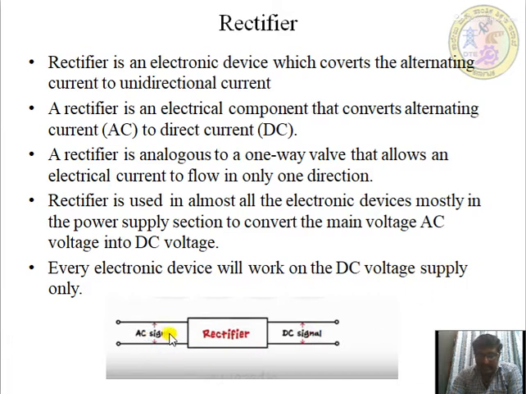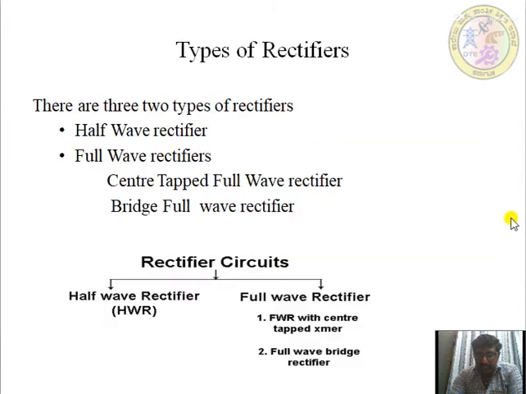This one is the AC signal, which we connect to the rectifier. The rectifier converts the AC signal to a DC signal.